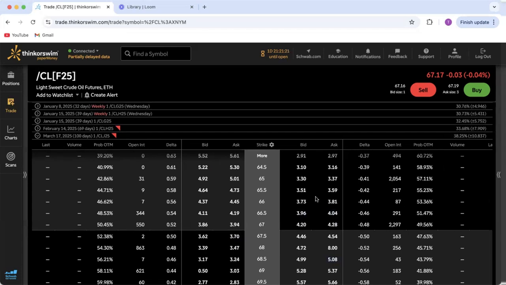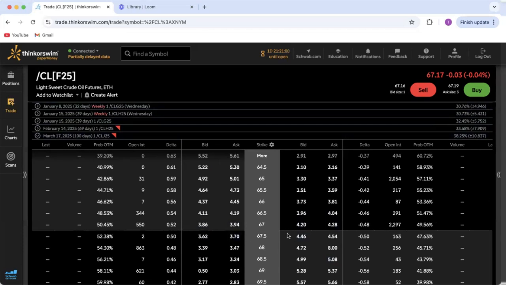Okay. And you see where the background changes from black to kind of gray and gray to black here. This line that separates the two is essentially where the price is today. So that's at the money. That line represents at the money.